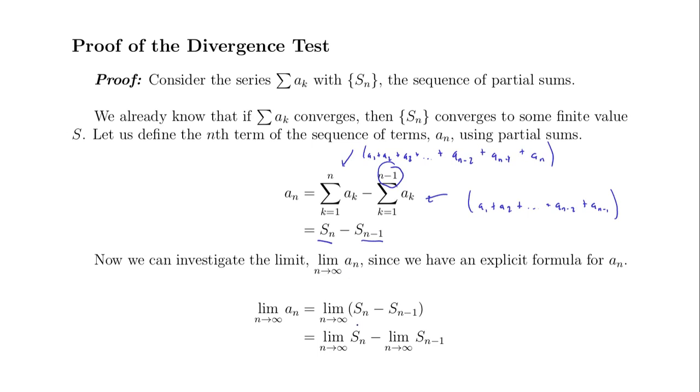Now this is a little weird. We can split this up into two limits, essentially apply the limit to each of these terms and subtract them. And what you'll notice is that this limit we know. We were told that s sub n converges to some finite value s. So this thing goes to s. Now this one sometimes feels a little bit weird for students, so hang on.